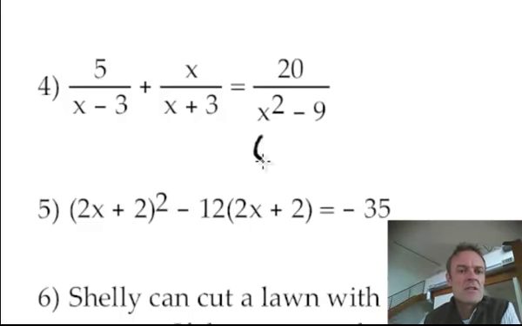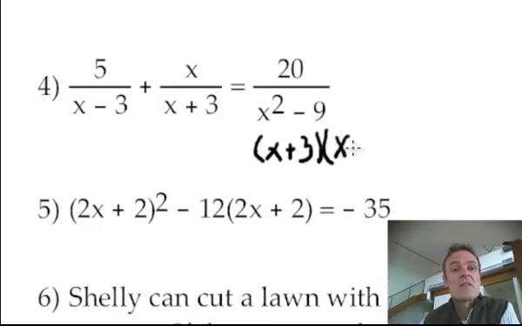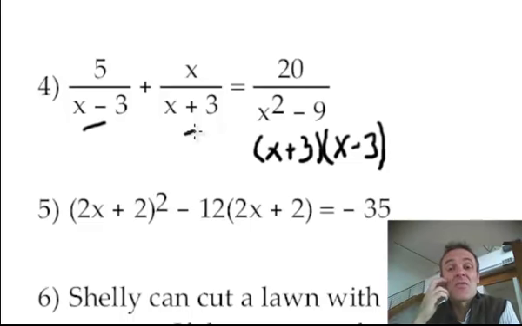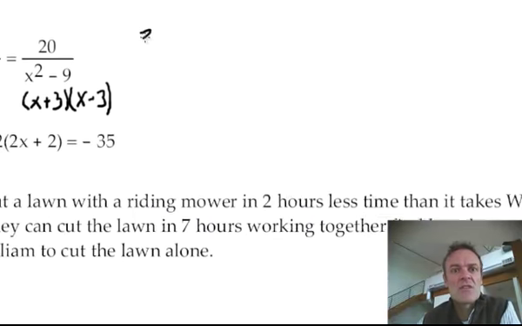Now, let's have a look at this. If I factor this on the right-hand side, it's a difference of squares. So it's x plus 3, x minus 3. If you notice, we've already got another x minus 3, x plus 3 here. So the lowest common denominator is x plus 3, x minus 3. So I'm going to multiply everything, bit of a pain, by x plus 3, x minus 3.